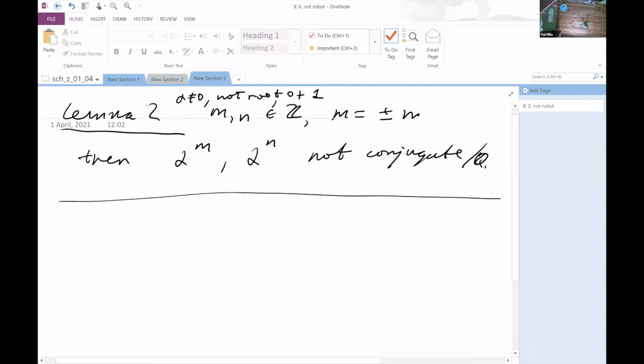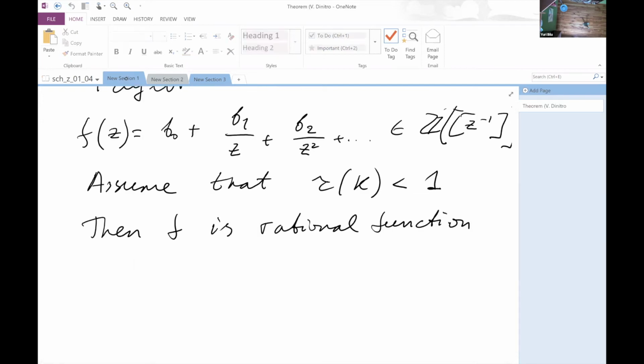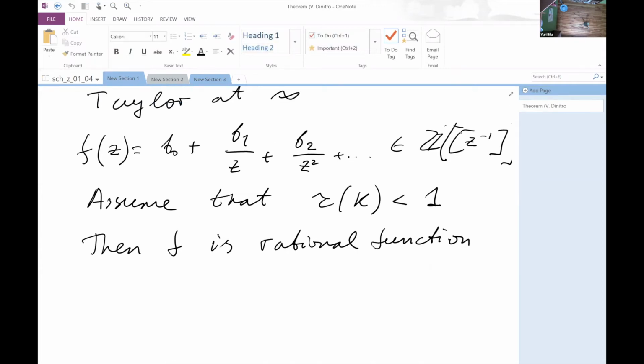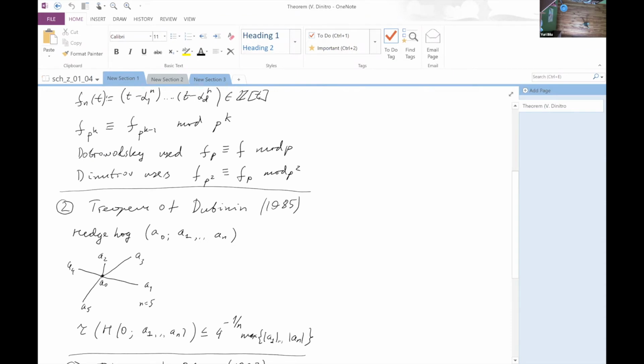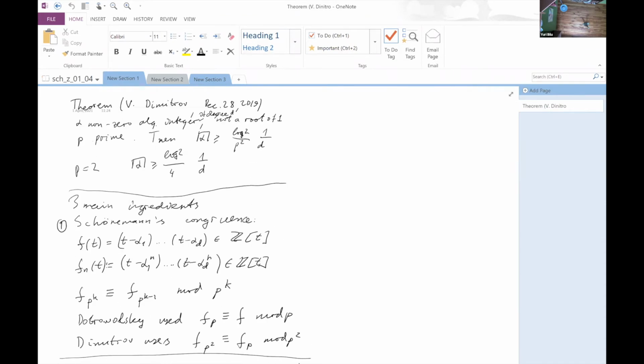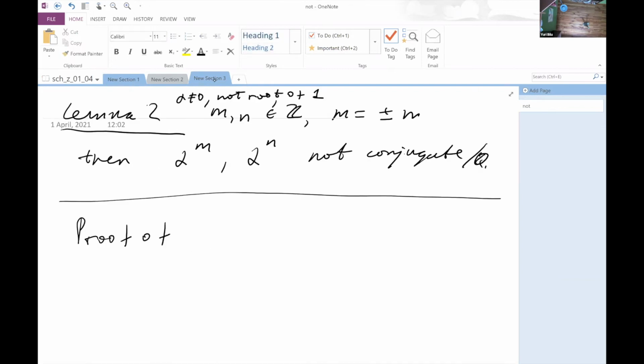And now we can start the proof of the theorem of Dimitrov. Of course, in the statement, I forgot to put log. Proof of the theorem of Dimitrov.